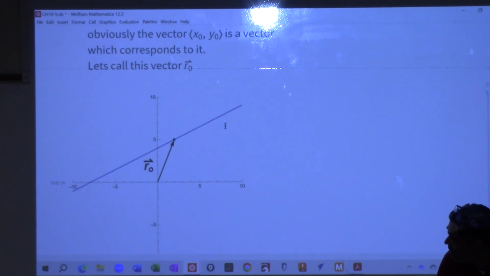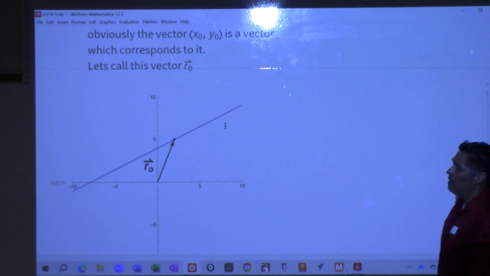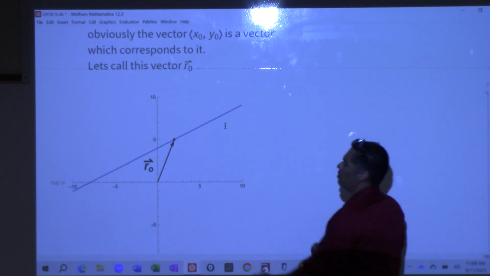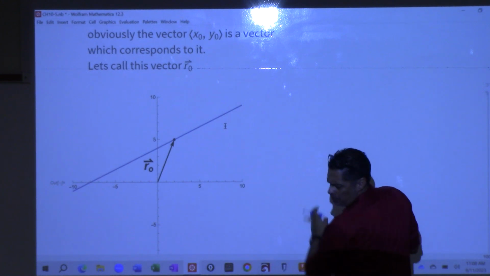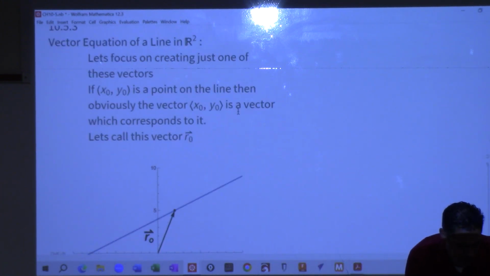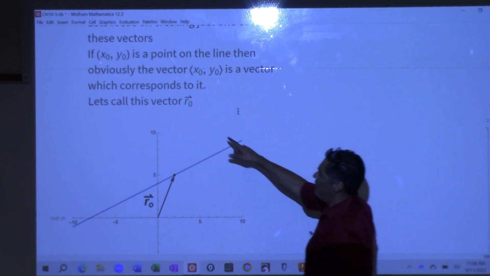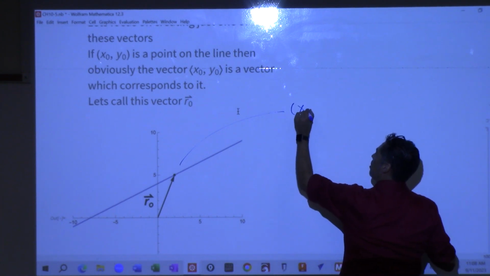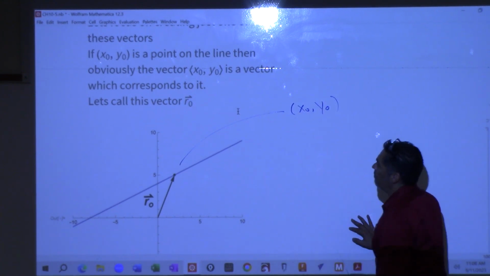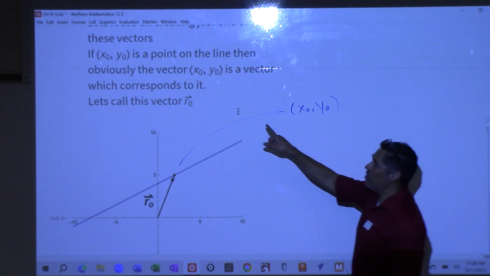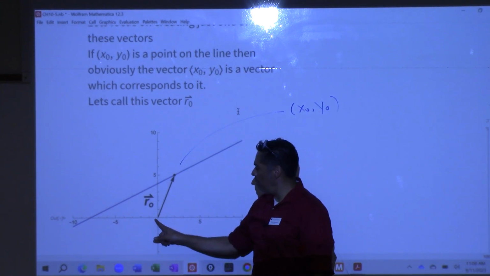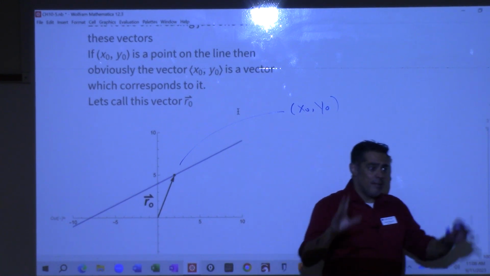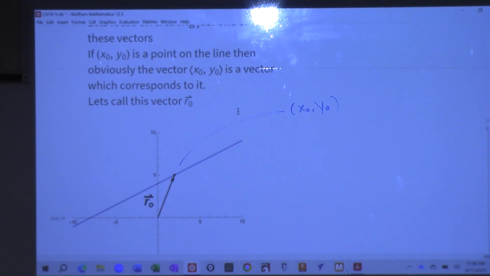So let's focus on just one line, and let's see if we can generate one vector. Do you all agree, if somebody were to give me a point, okay? Hold on, let me scroll this up a little bit. If somebody gave us a point on this line, that point right there, let's say x naught, y naught, is it obvious to you that the vector x naught, y naught is the vector that goes from here to here? That could be my first vector. I'll call it R0, right? So that's one vector. I need infinitely many more.